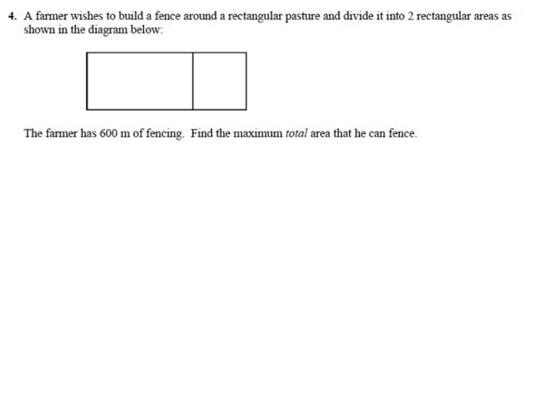A farmer wishes to build a fence around a rectangular pasture and divide it into two areas as shown. They have 600 meters of fencing. Find the total area that they can fence, the maximum area they can fence.